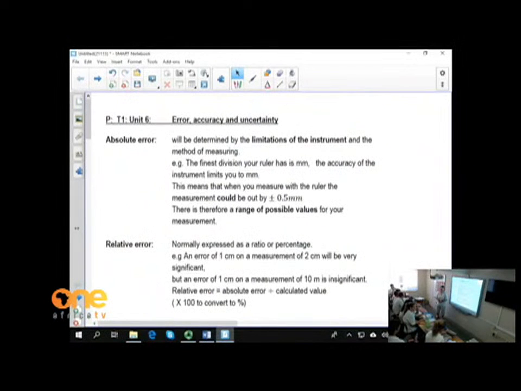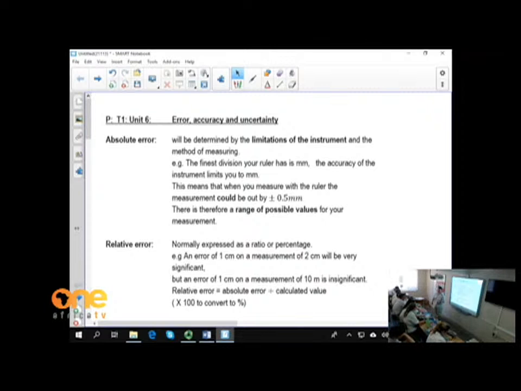Start with Unit 6. It's got to do with error, accuracy, and uncertainty. It's got to do with when we take measurements. You must realize, and I've said this to you already, when we measure something, what is the limit of accuracy on that instrument you are using? The smallest scale division. If it's a ruler that's been calibrated in millimeters, then the millimeter has a certain amount of inaccuracy on it. Now, the types of errors that we get when we take readings.